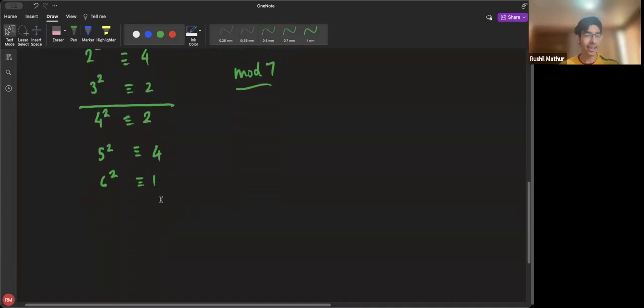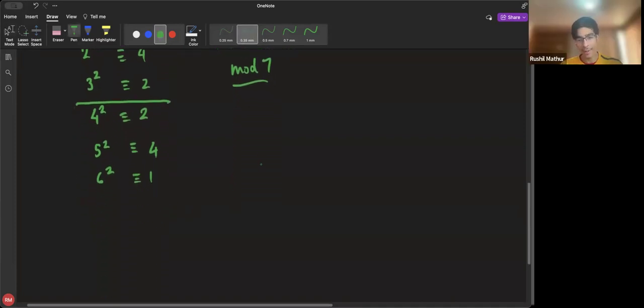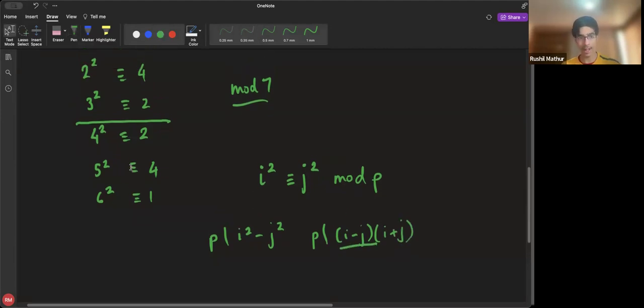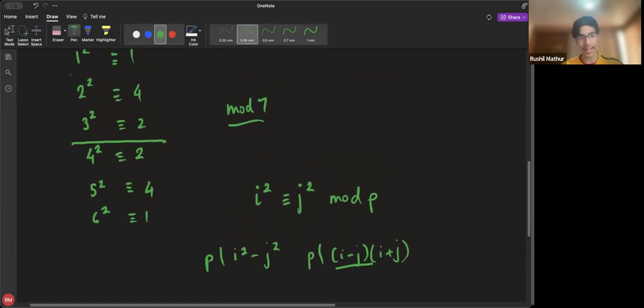Exactly. And that's actually not hard to prove because if you have i square congruent to j square mod p, that means that p divides i square minus j square. So p divides either i minus j or i plus j. But if we assume that i and j are different residues, so like let's say 6 and 1, then p definitely doesn't divide their difference. So p must divide their sum.